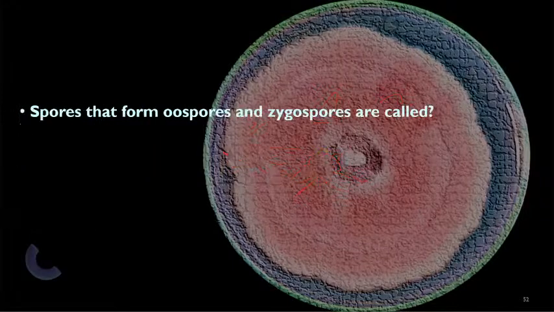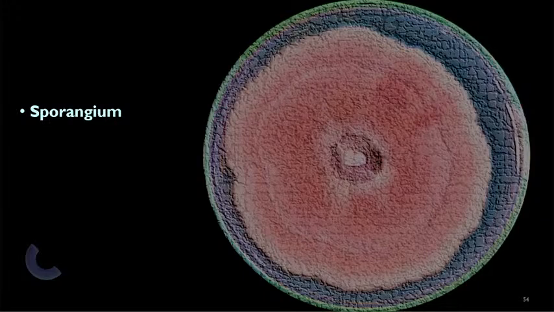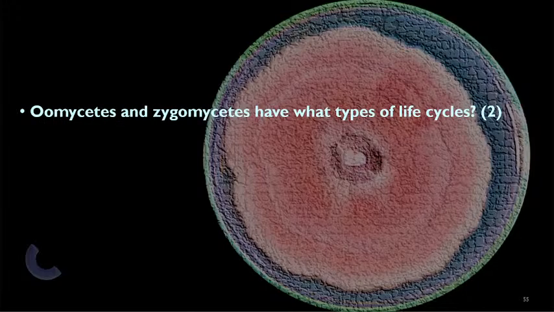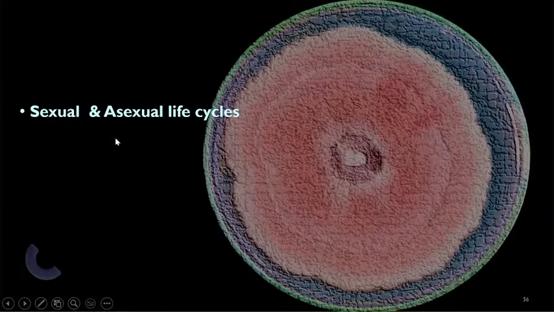Now let's go to oospores and zygospores. The structures that form oospores and zygospores are called a sporangium. And there are two groups of organisms that you need to remember when it comes to having a sporangium: the oomycetes and zygomycetes. They have both sexual and asexual life cycles. Please don't forget. Oomycetes and zygomycetes have what types of life cycles? They have both sexual and asexual life cycles.